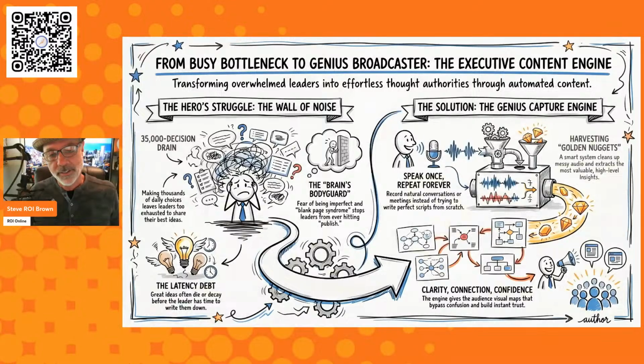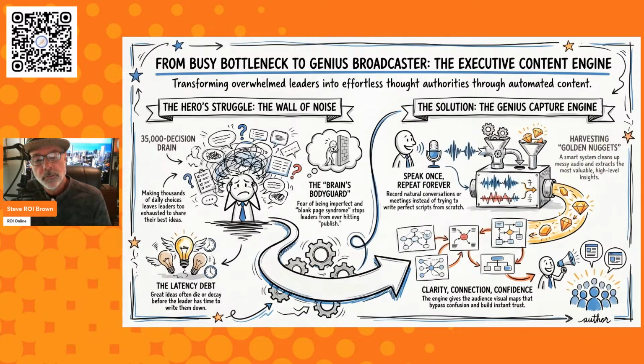All right, so people ask me, Steve, what is it you do? I'm glad you asked. Here's an infographic. I think that person that's busy, move people from the busy bottleneck to genius broadcaster, executive content engine, transforming overwhelmed leaders into effortless thought authorities through automated content. The hero struggle, it's a wall of noise. Did you know you have to make 35,000 decisions every day? That's a drain. That's exhausting. And the brain's bodyguards, it's like, yeah, we don't have time to make this content.